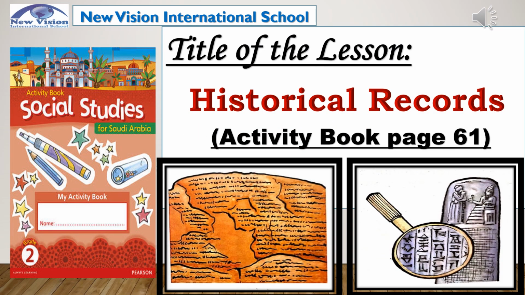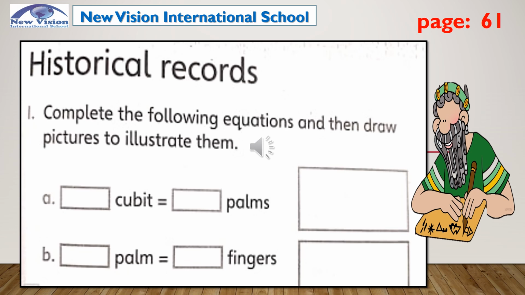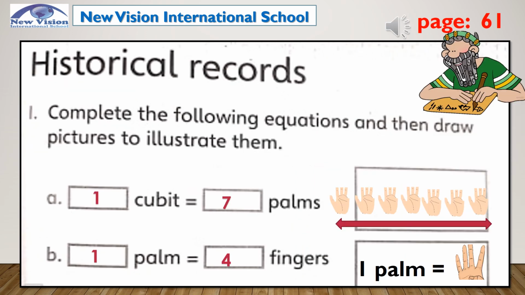Now grab your activity book and open to page 61. Are you ready? On page 61, you have to complete the following equations and then draw pictures to illustrate them. Letter A. Blank cubit is equal to blank palms. Letter B. Blank palm is equal to blank fingers. Now, draw creatively. Good job!